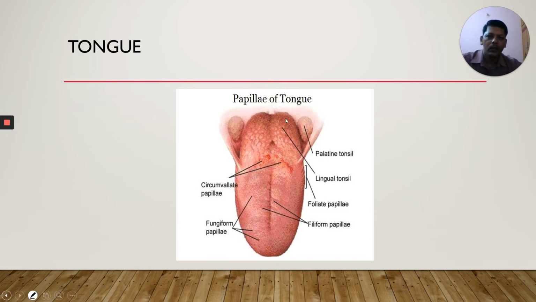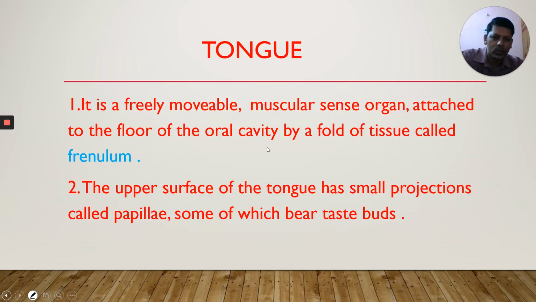Next part is tongue. You can observe different types of papillae on the tongue. There are foliate papillae, fungiform papillae, circumvallate papillae, filiform papillae. And here at the back of the tongue, tonsils are also present.